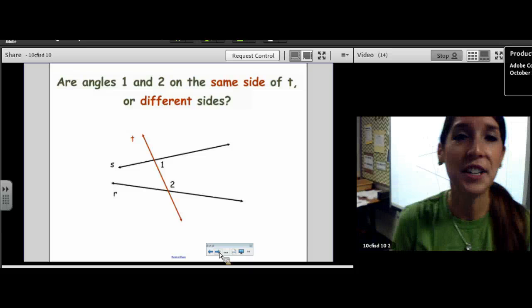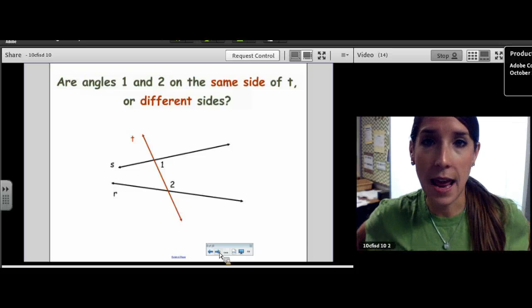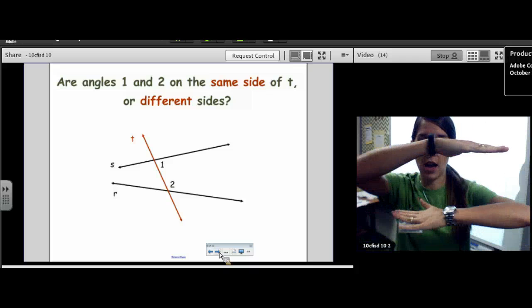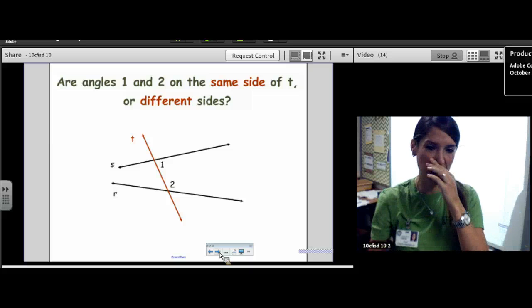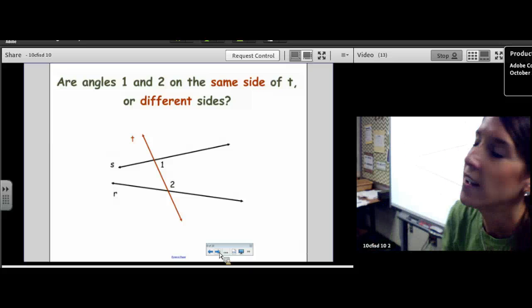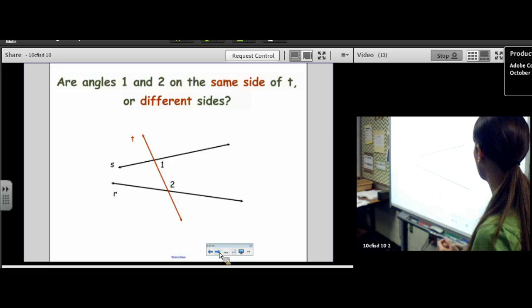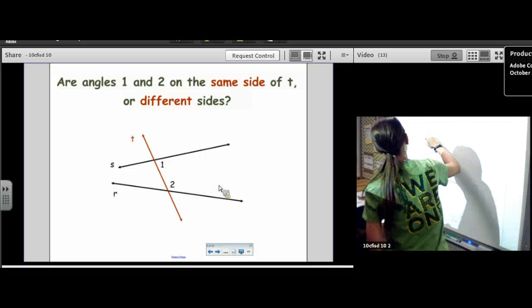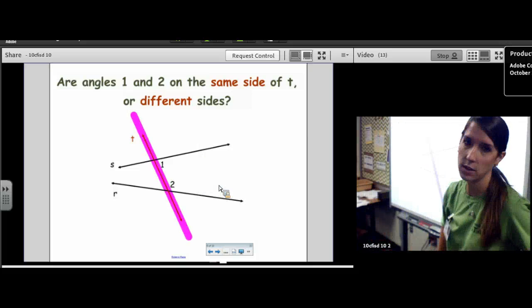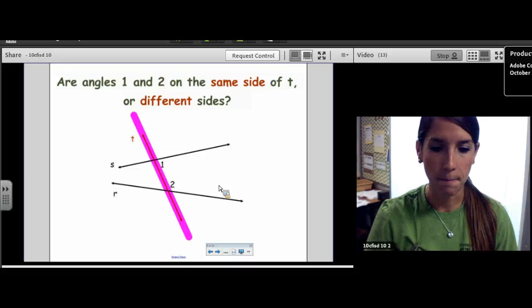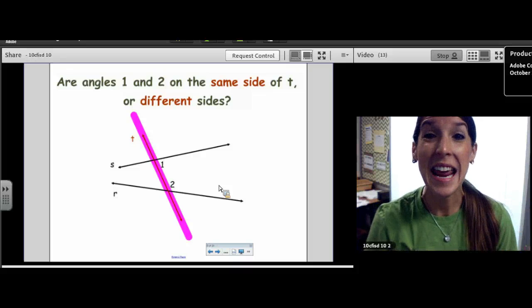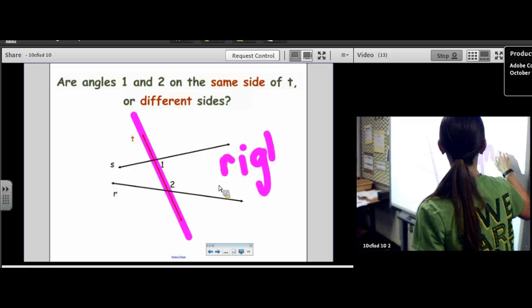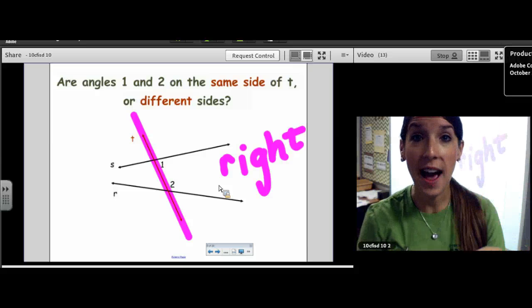All right, here's how we're going to give them names. We're going to give them names based on their position. So we've got 2 lines and we've got a transversal. That's what we're going to have in every picture. Are angles 1 and 2 on the same side or on different sides of the transversal? By the way, that is the transversal, the one labeled T. So they're on the same side, right? They're both on the right of T. So same side, so that's important.